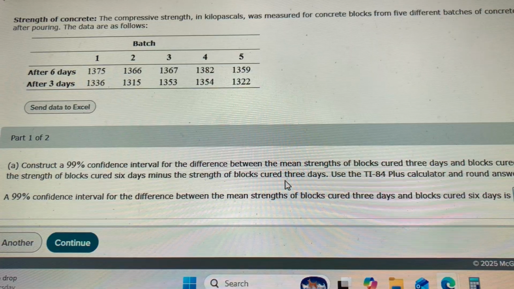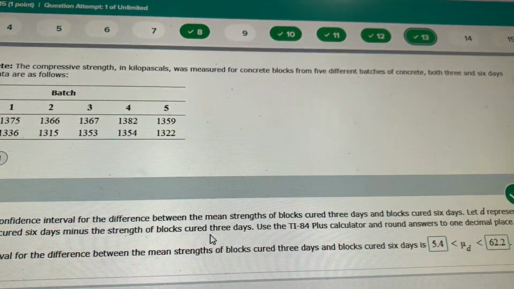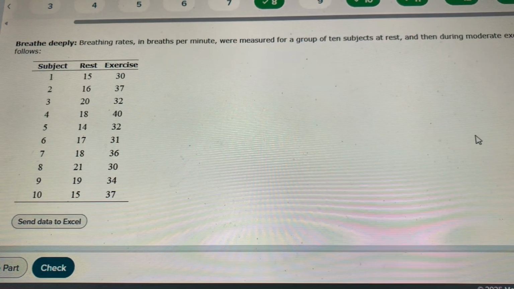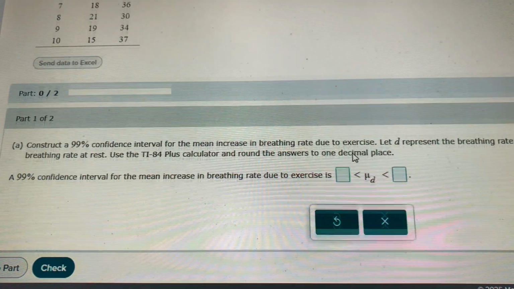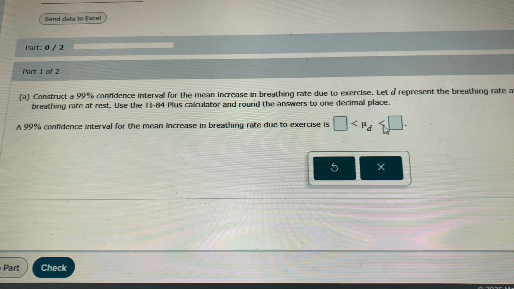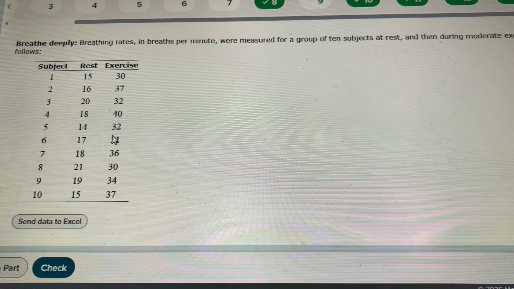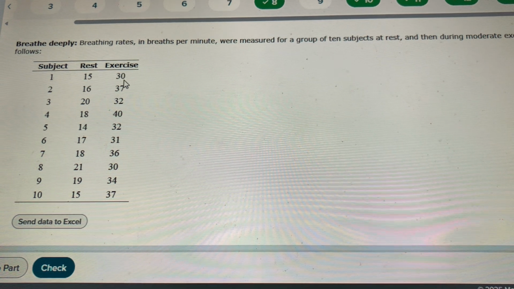Okay, so both 12 and 13 were similar kinds of problems. 14 and 15 might be similar too. We're still doing a confidence interval for a mean difference. And now this is, I guess, sort of like a before and after. First you rest, and they measure your breathing rates, and then you exercise and they measure them again. So that's definitely a before and after.